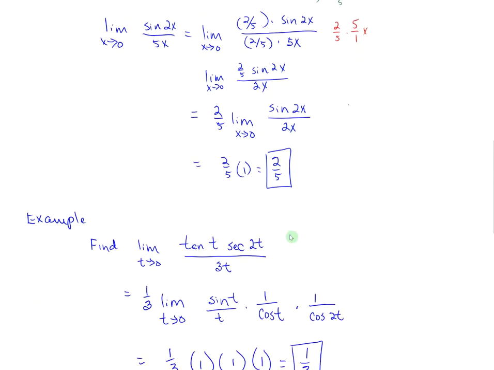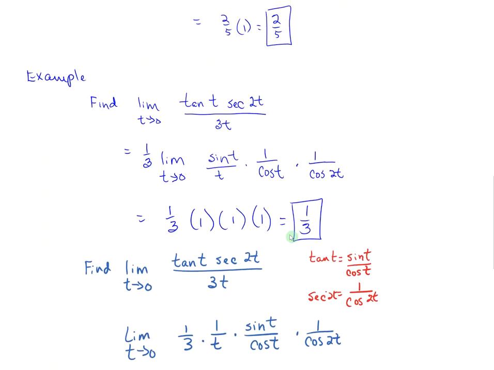Let's look at another example. Find the limit as t approaches 0 of tan t secant 2t over 3t. Well, we need to have sines and cosines over there, so let's kind of rewrite. We can take out a 1 and a 3. If we pull that, we've got 1/3 outside the limit. Then we have the limit as t approaches 0 of sine t over t. That's the tan. Tan is sine over cosine. So we've got sine t and cosine t on the bottom. That takes care of the tan.